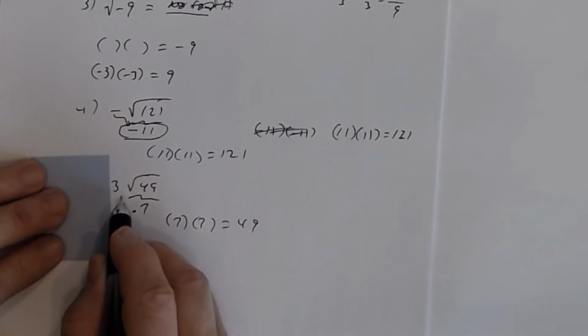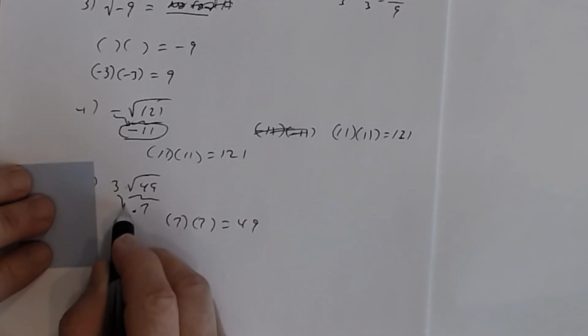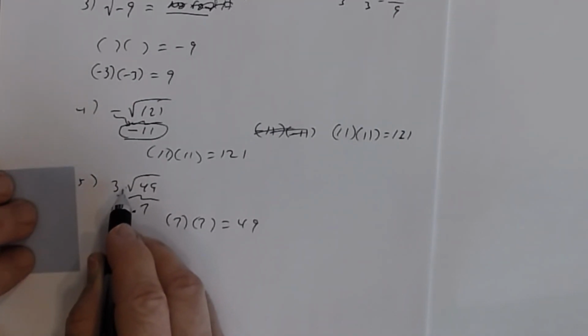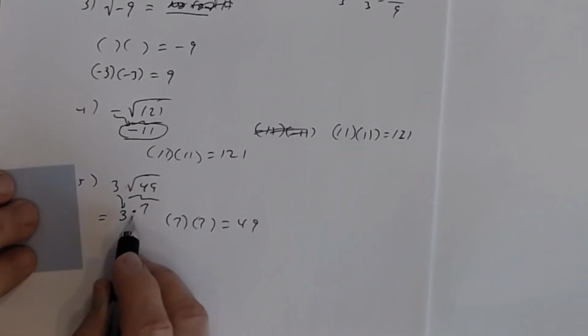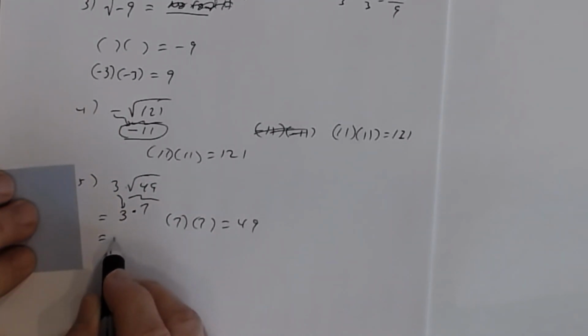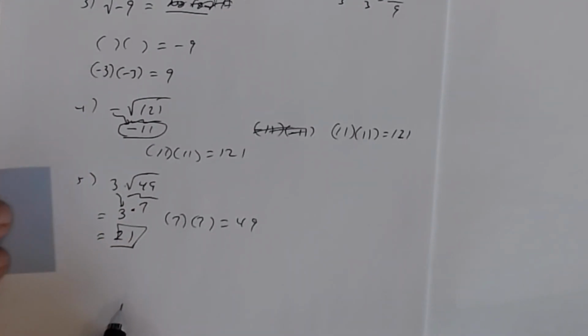But that is being multiplied by 3. So 3 times the square root of 49 means 3 times 7, which is 21. So the answer is 21.